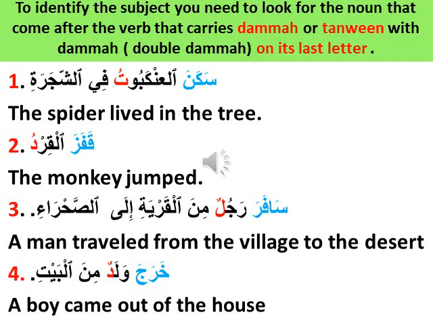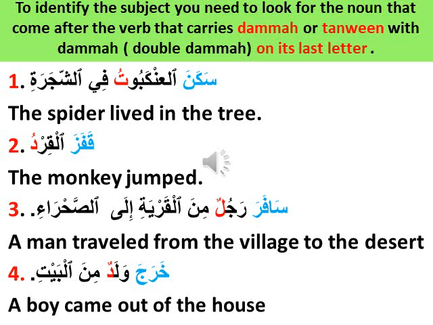Here are a couple of examples. سكن العنكبوت في الشجرة. Sakana is the verb, lived. And right after comes ankabut, spider. And since ankabut comes right after a verb and it ends in a dammah, then it is the subject.